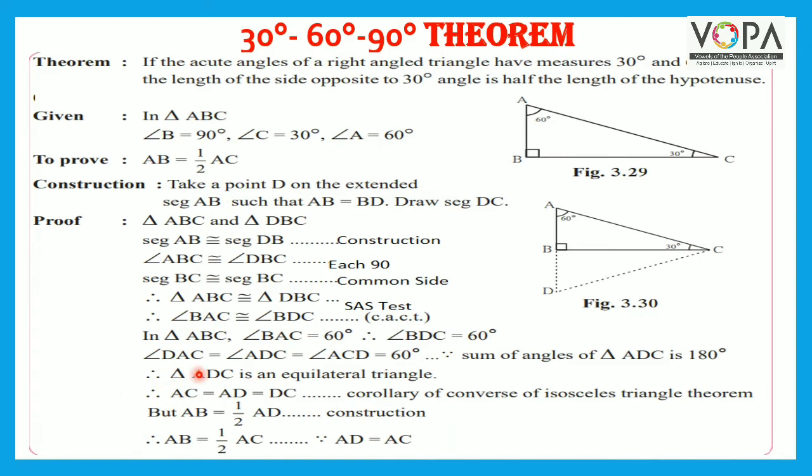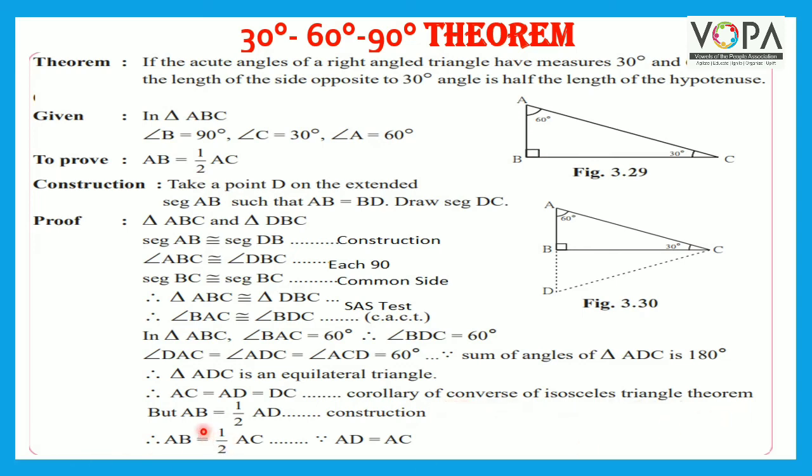Therefore, angle DAC is equal to angle ADC is equal to angle ACD is equal to 60 degree, since sum of the angles of triangle ADC is 180 degree. Therefore, triangle ADC is an equilateral triangle. So, all the angles of this triangle are of 60 degree. Therefore, AC is equal to AD is equal to DC. Reason, corollary of converse of isosceles triangle theorem.